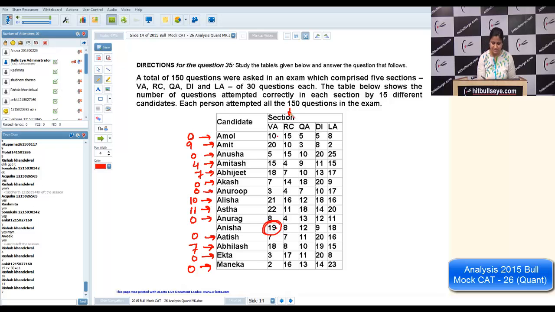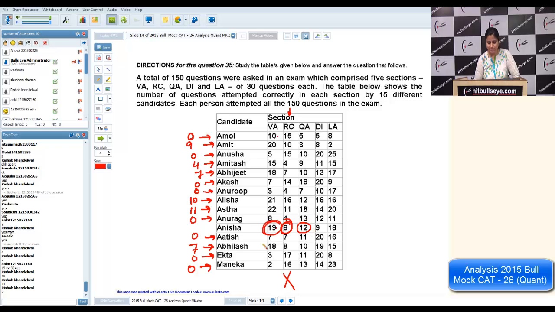Similarly, we will count for RC. For Anisha, the data is 8. What is 30 minus 8? 22. But there is no number, no figure which is greater than or equal to 22. So no data from this section. Now I think the idea is clear.